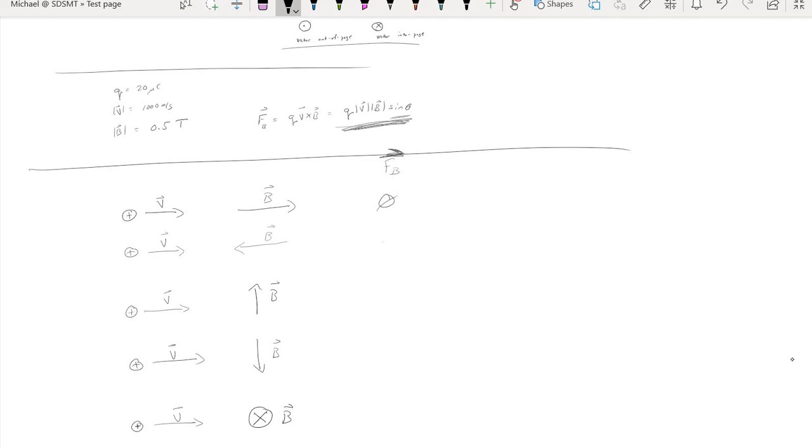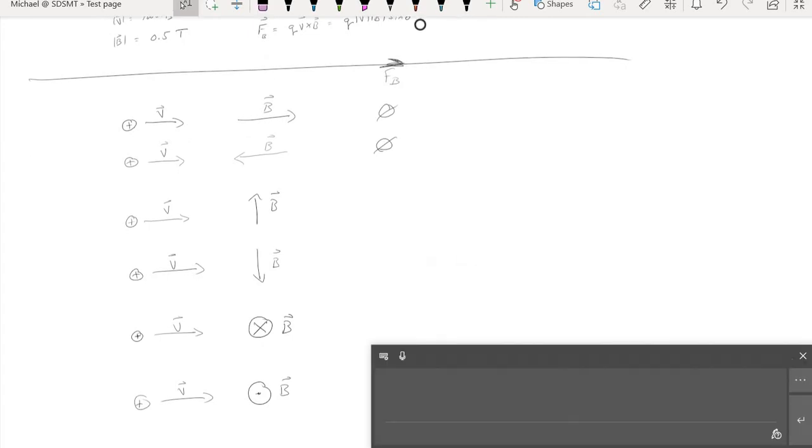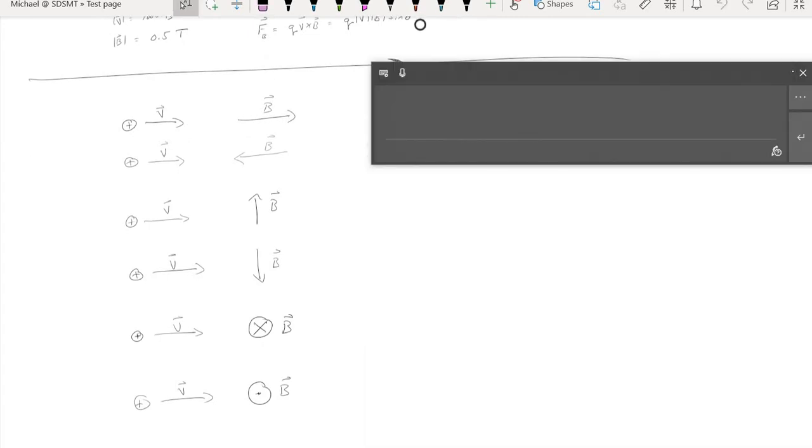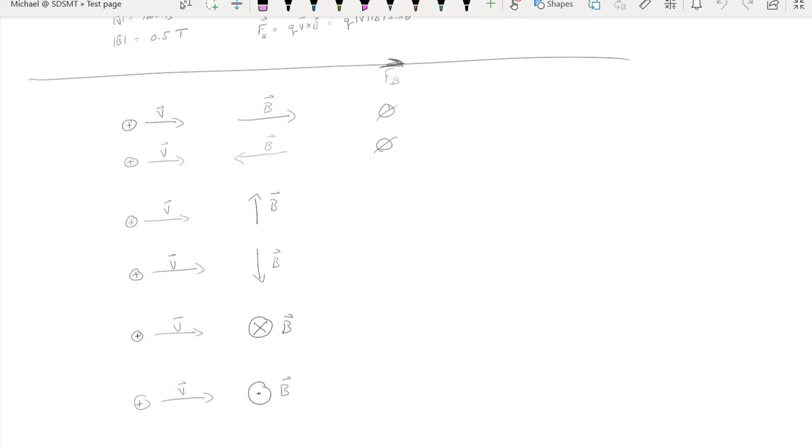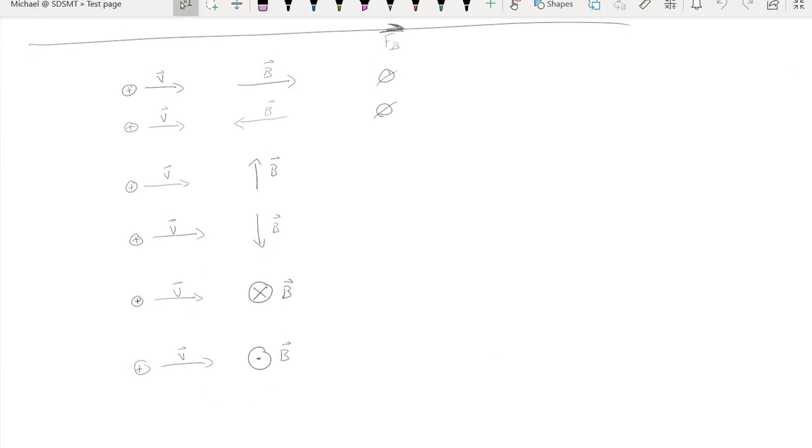Likewise, I would not get any magnetic force acting on this charge. Even though we flip the magnetic field over, the angle relationship between those vectors is now 180 degrees. Sine of 180 degrees is also 0. But everything else that I have, the remaining 4 combinations, all of these have a 90-degree relationship between the velocity vector and the magnetic field vector.